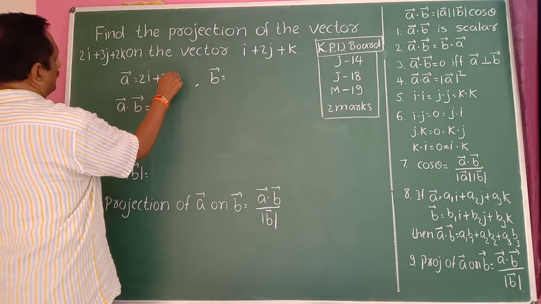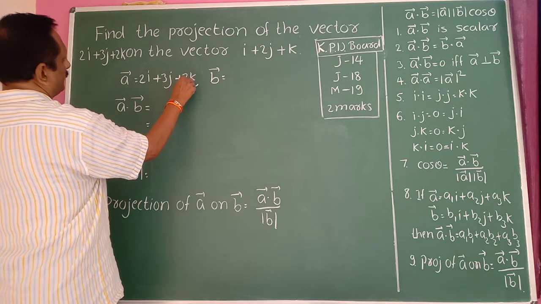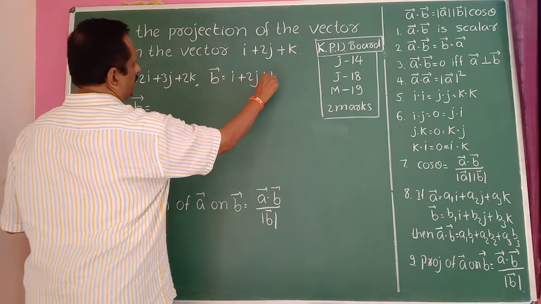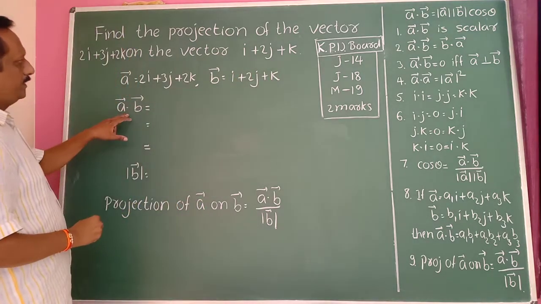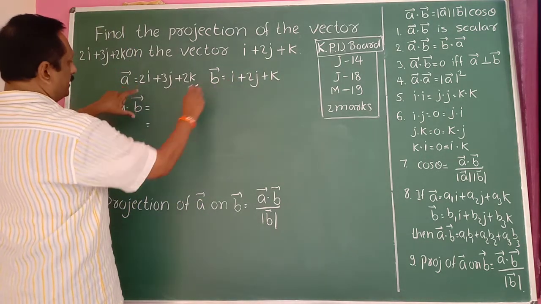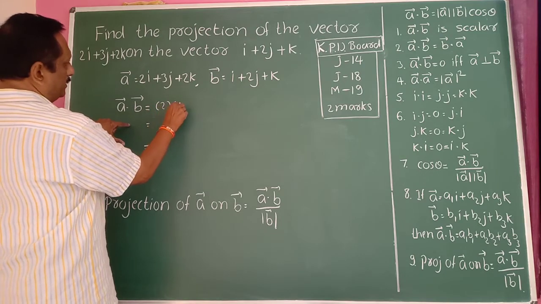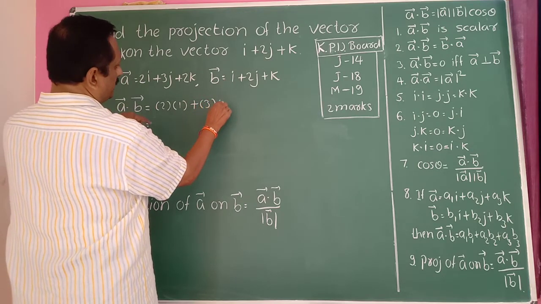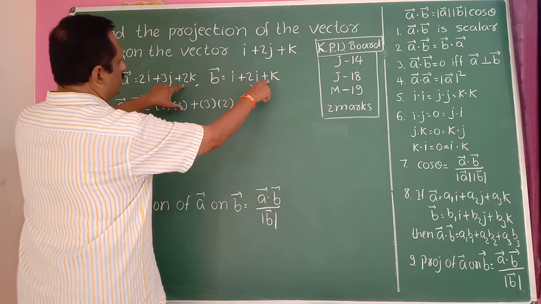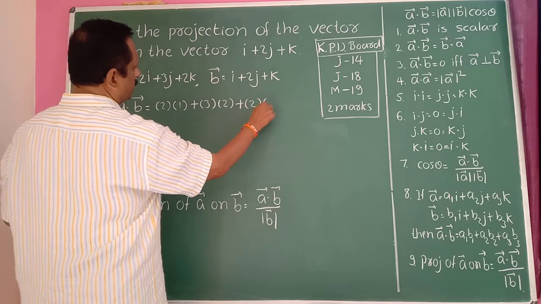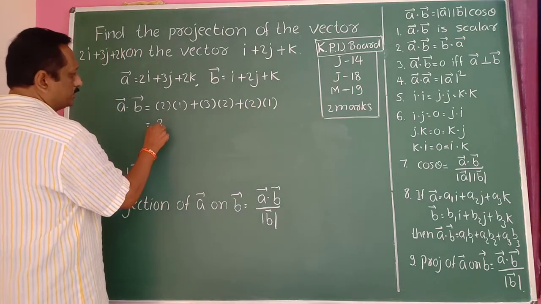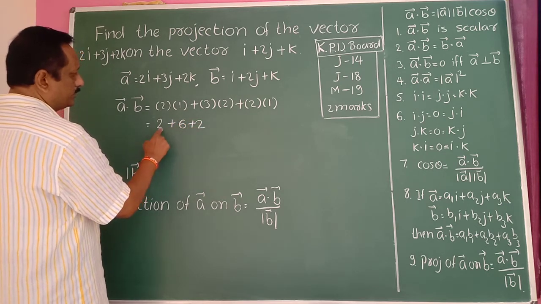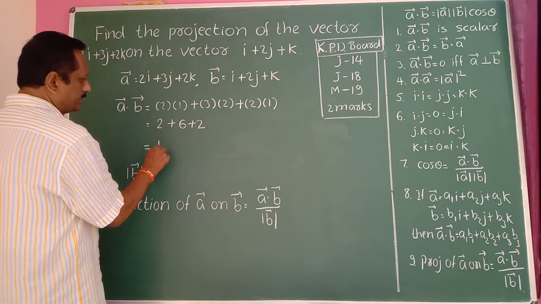Here the vector a bar is 2i plus 3j plus 2k and the vector b bar is i plus 2j plus k. a bar dot b bar, the dot product, is 2 into 1 plus 3 into 2 plus 2 into 1. So 2 ones are 2, 3 twos are 6, again 2 ones are 2. 2 plus 2 is 4, and 6 plus 4 becomes 10.